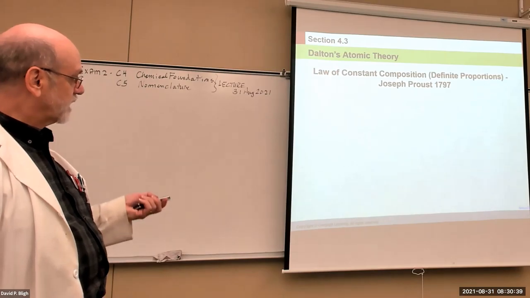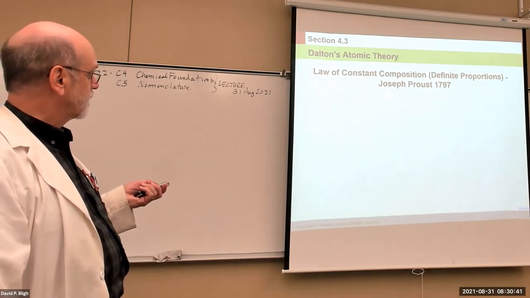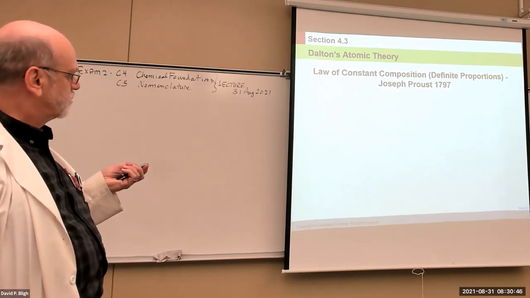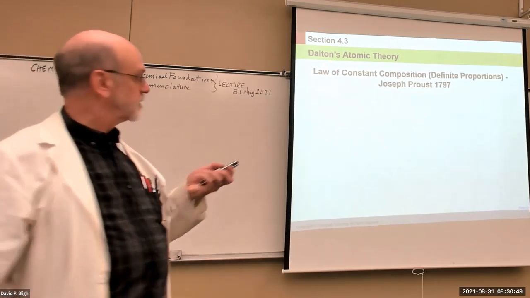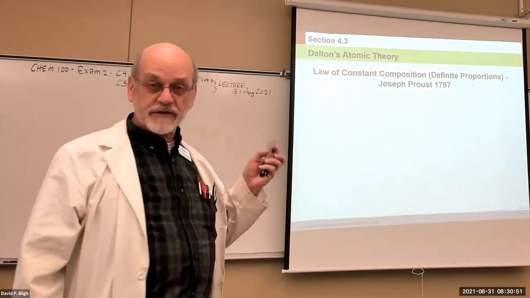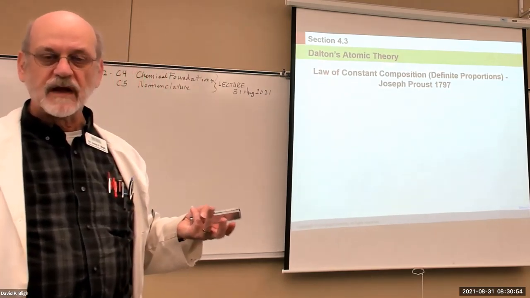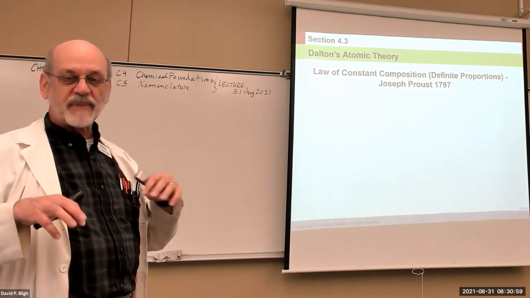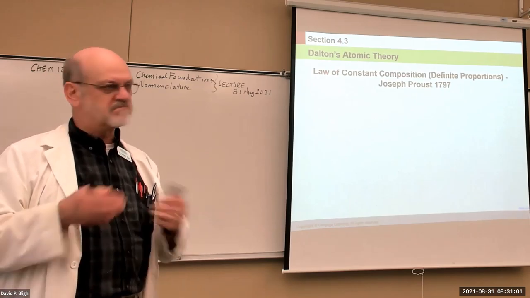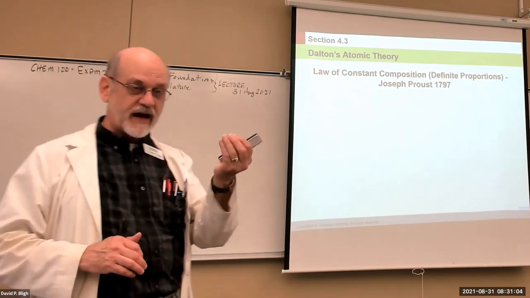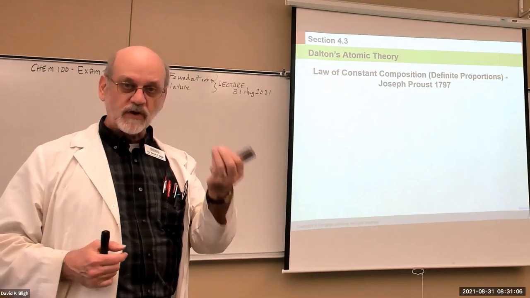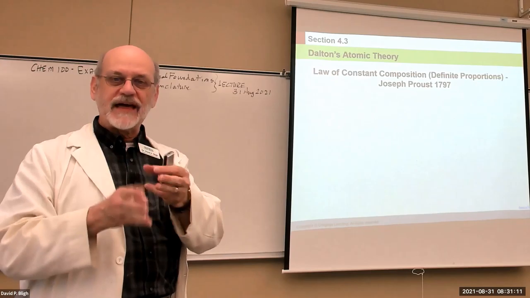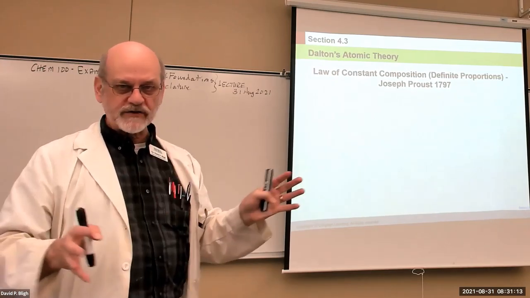Okay, next, a couple of decades later, Joseph Proust came up with this proposition, the law of constant composition, or you might often see it, definite proportions. All it says is that no matter where a compound originates, what is its source, once you've identified and purified that compound, it will have the same relative amounts, by mass, of the elements in it, no matter what its source.